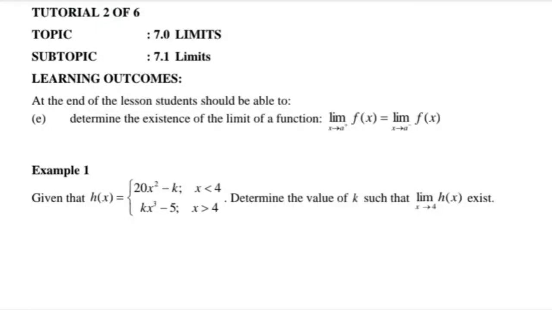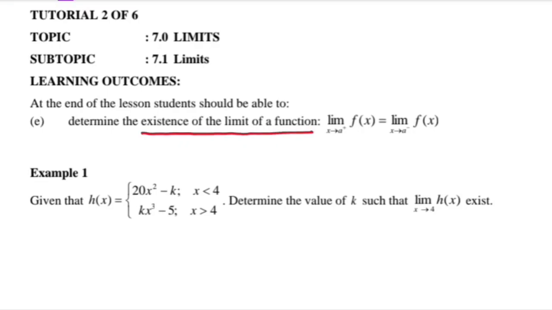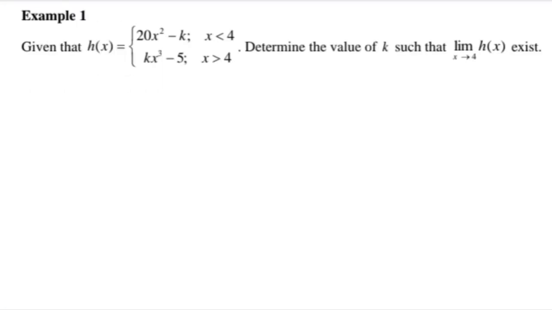Hi, in this tutorial we will look at more questions on the existence of the limits of a function. Just a recall from tutorial 1. The limit only exists whenever the limit from the left hand side is equal to the limit from the right hand side of that number, x equal to something. Let's look at example 1.